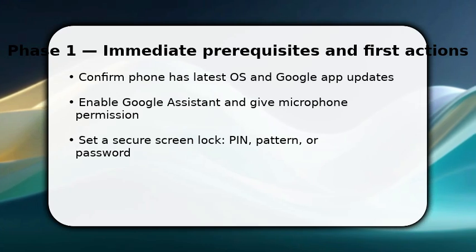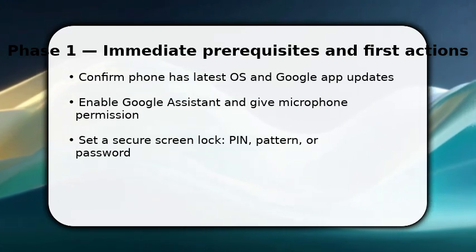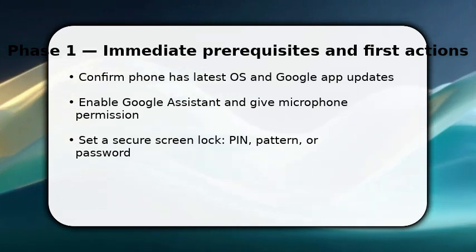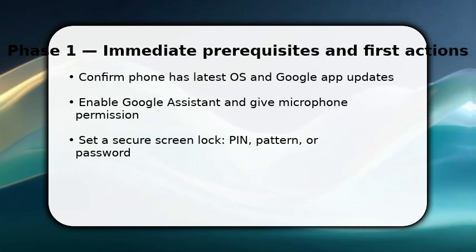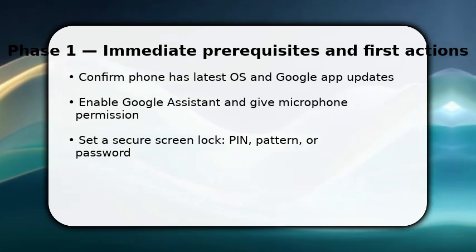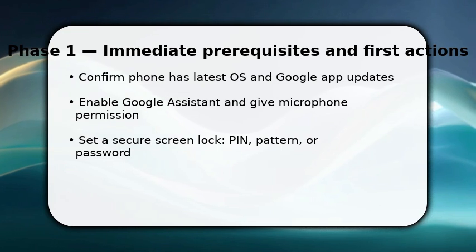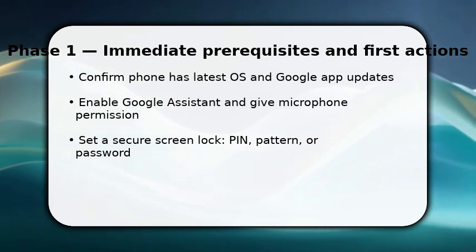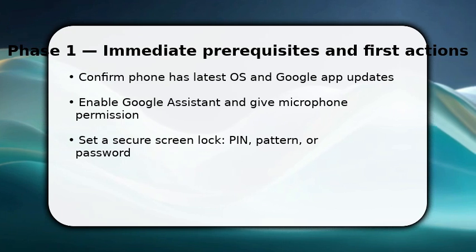You begin by making sure prerequisites are met. Your phone is updated, Google Assistant enabled, and a secure lock is set. Open the Google app, tap Profile, then Settings, and choose Assistant. Grant microphone access so voice commands work reliably.